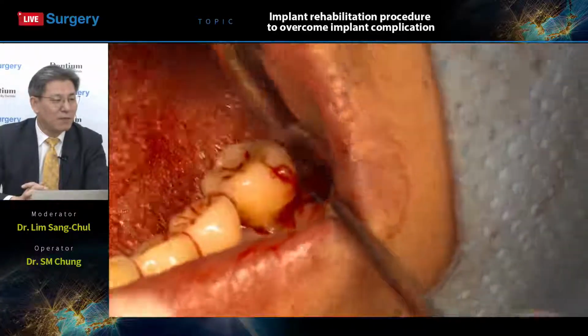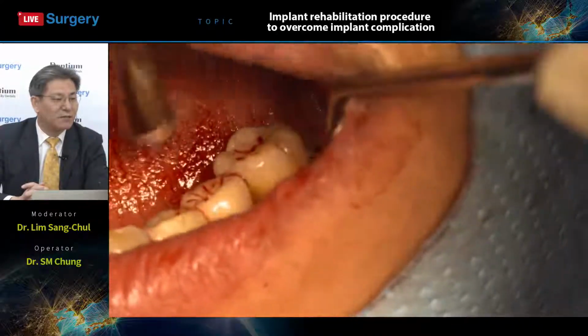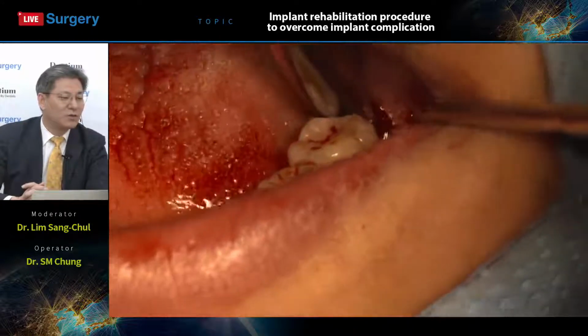Okay. Look, the left side is also done well now, doctor. Okay. They have finished the lower left jaw.